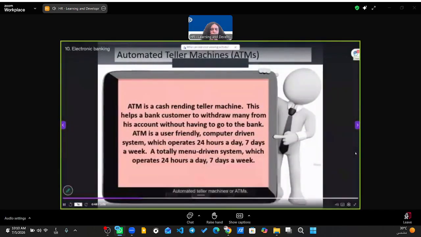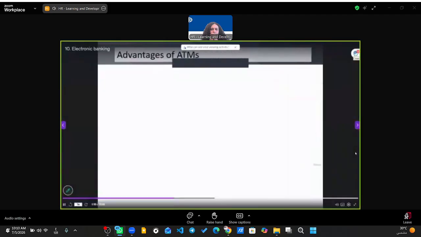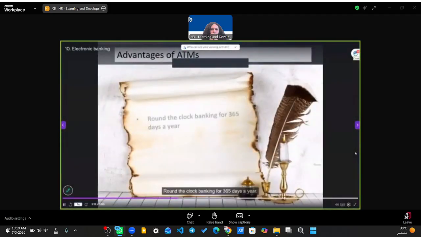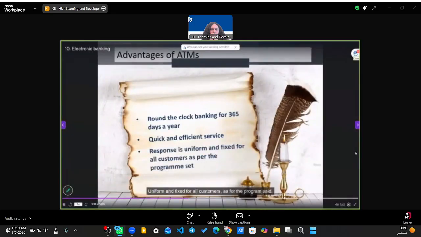Automated teller machines or ATMs. An ATM is a cash-vending teller machine. This helps a bank customer to withdraw money from his account without having to go to the bank. An ATM is a user-friendly, computer-driven, totally menu-driven system which operates 24 hours a day, 7 days a week. Advantages of ATMs: round-the-clock banking for 365 days a year, quick and efficient service, response is uniform and fixed for all customers as per the program set.